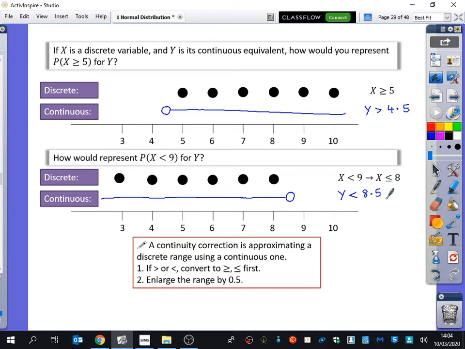Yeah, what was your question, Muzuki? I was going to say, why is it not less than 9.5? Because of this language here, because of it being less than 9.